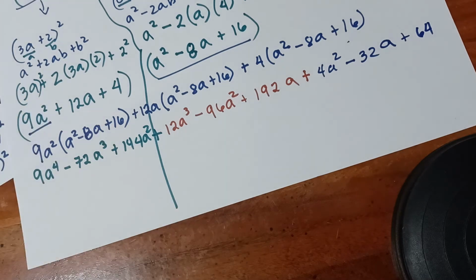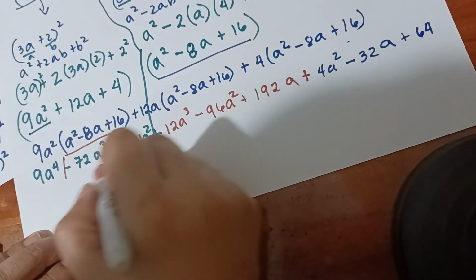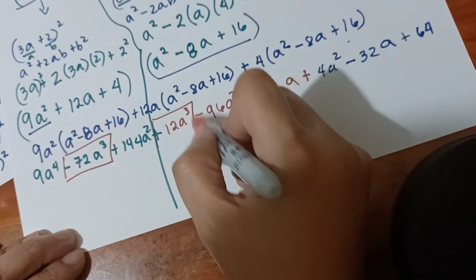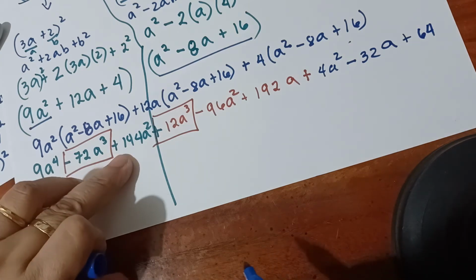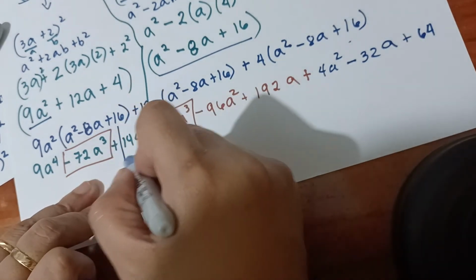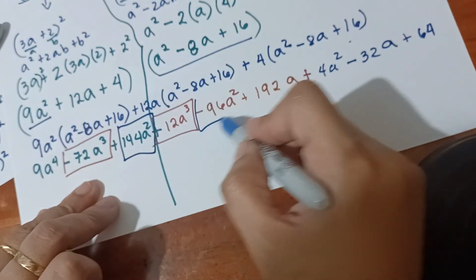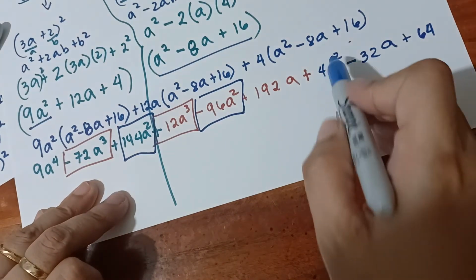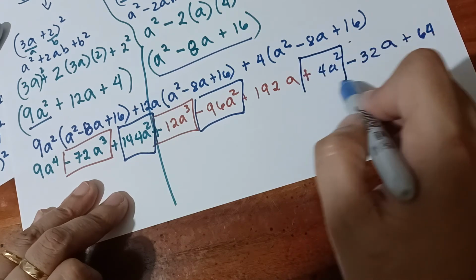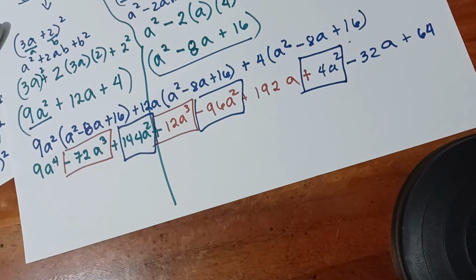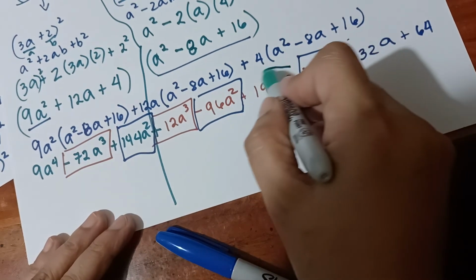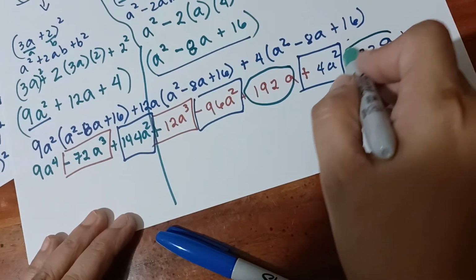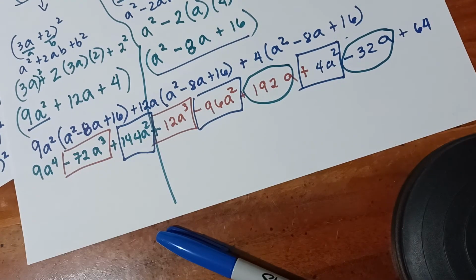So, ano-ano ba yung mga like terms natin dito? Ang mga like terms natin ay ito at ito. Yan ang like terms. And then next, another like terms is the 144a squared at saka to. So, 144a squared, negative 96a squared, at ang 4a squared. Okay? Tapos, another pareho is yung 192a at saka yung negative 32a. Okay? So, yun lang yung mga pareho.